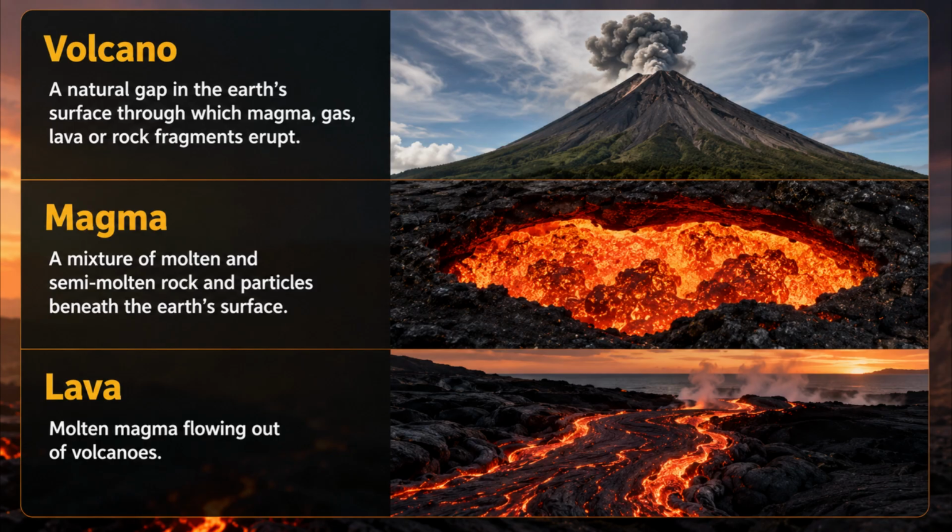Write the new word in your book. Volcano. A natural gap in the Earth's surface through which magma, gas, lava, or rock fragments erupt. Magma. A mixture of molten and semi-molten rock and particles beneath the Earth's surface. Lava. Molten magma flowing out of volcanoes.